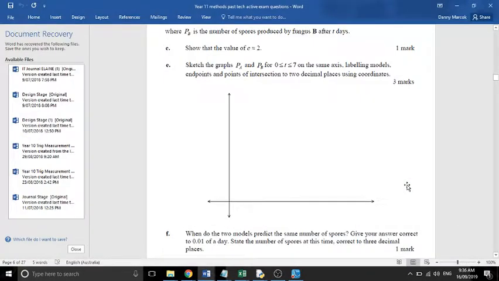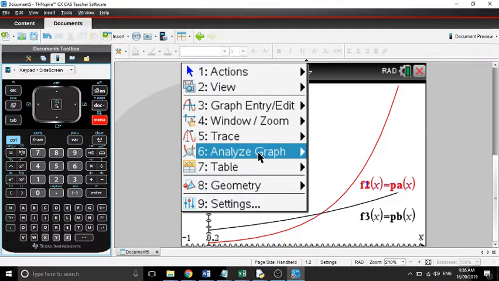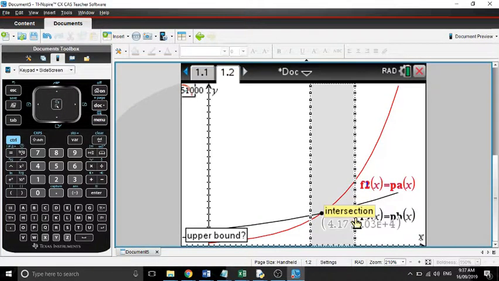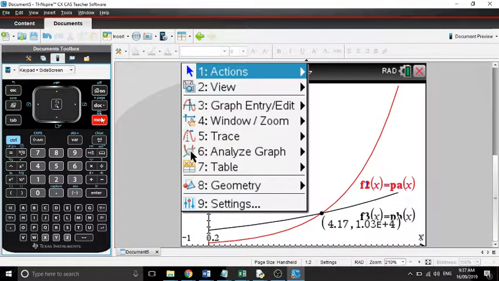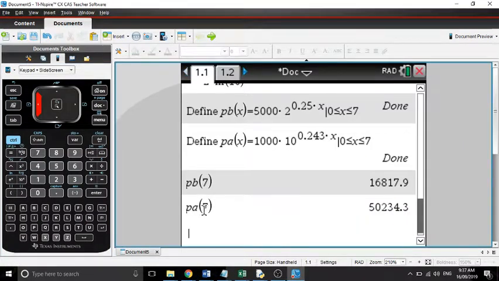Now, the reason I've done that is because it says sketch them, labeling models, endpoints, and points of intersection. So I've got that. So I'm going to label my analyze graph intersection, that graph and that graph. That's it. So that's my point of intersection. And then I'm going to say, okay, so we can get our endpoints from this information here. PB of 7 is that, so that's the endpoint. So 16,000. So our endpoint is, whatever, we just do the maximum.